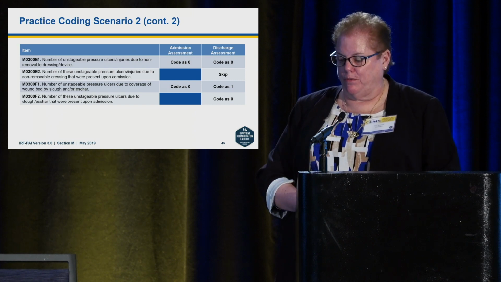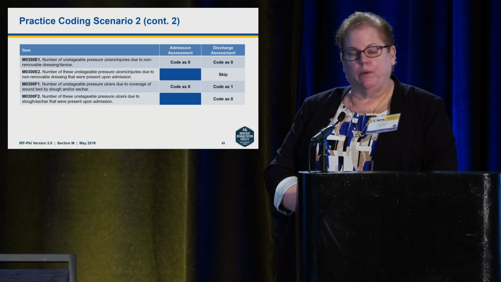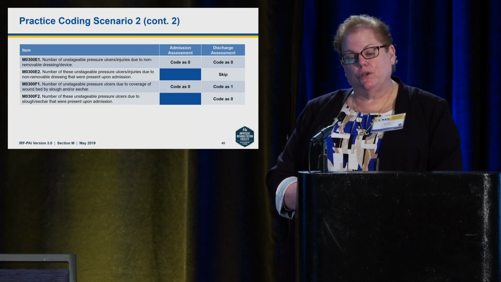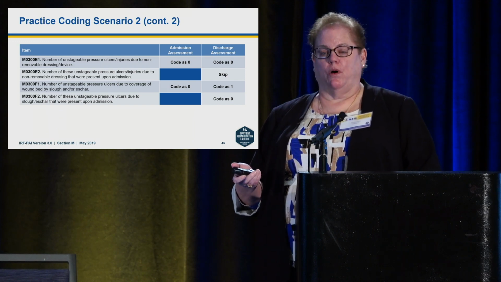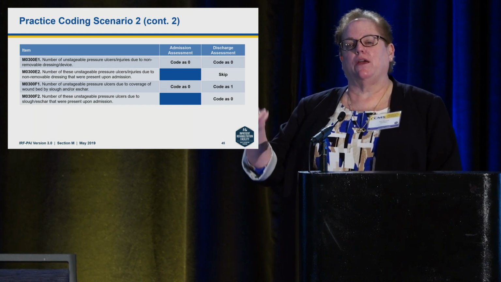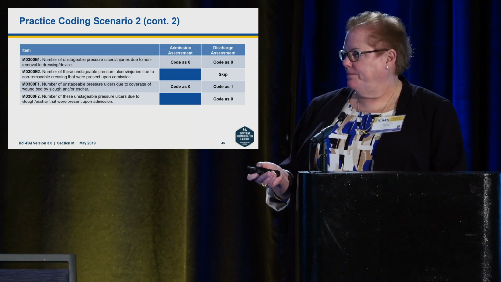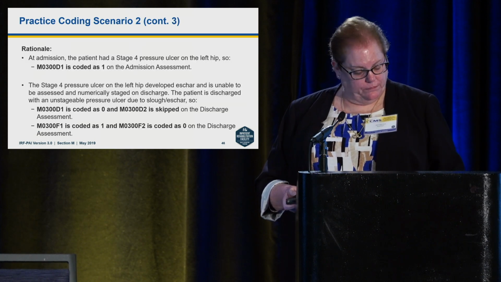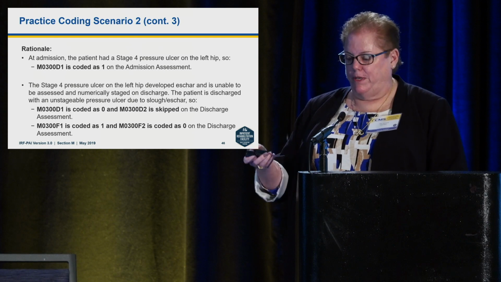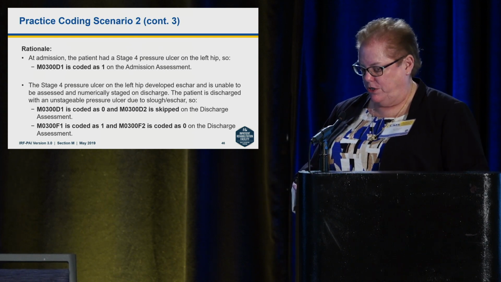M0300F1, number of unstageable pressure ulcers due to coverage of the wound bed by slough or eschar. Well, we didn't have that on admission, but we do have it at discharge, so we're going to code that as 1. And then the following question says, of those ulcers that are covered with that, was that present upon admission? And you're saying no. This basically goes through the explanation of why we did the skip patterns, which I just talked you through.